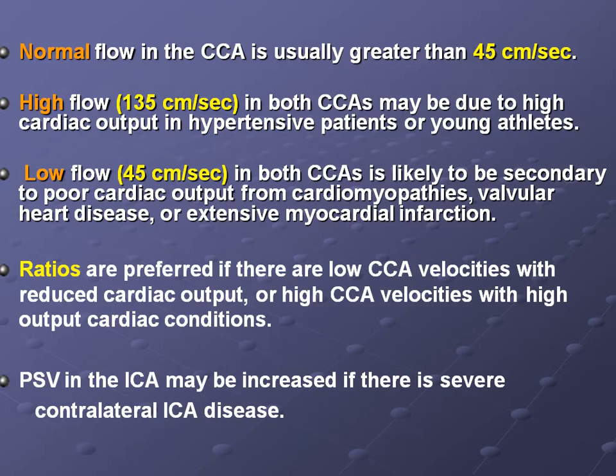Normal flow in the common carotid artery is usually greater than 45 centimeters per second. It should be more than 45, less than 125, somewhere in between. High flow in the common carotid artery bilaterally can be due to high cardiac output in hypertensive patients or in young athletes, which can increase velocity in both common carotid arteries. You should keep that in mind. If it is low flow, less than 45 centimeters per second, in both common carotid arteries, it can be secondary to poor cardiac output from cardiomyopathy, valvular heart disease, or extensive myocardial infarction. It's not reasonable for both carotid arteries to have severe stenosis. It can happen, but it is unlikely. So you should keep in mind that there is some cardiac condition.